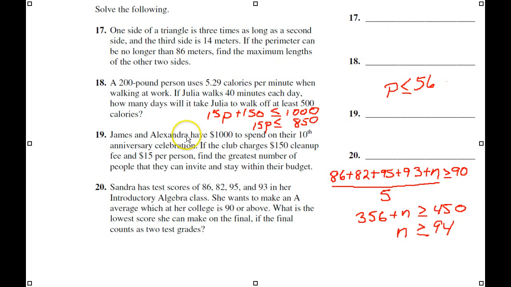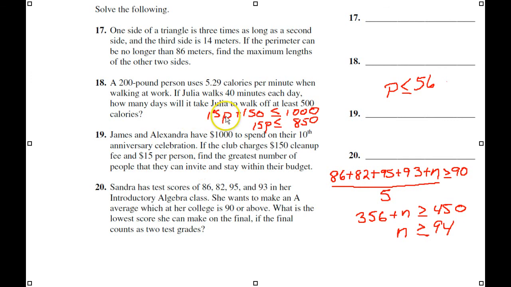Okay, on to our last two of this section. Here they're going to have an anniversary dinner. They can spend up to $1,000. And if the club charges $150 cleanup and a fee of $15 per person, what would be the greatest number of people they could invite and stay within their budget?